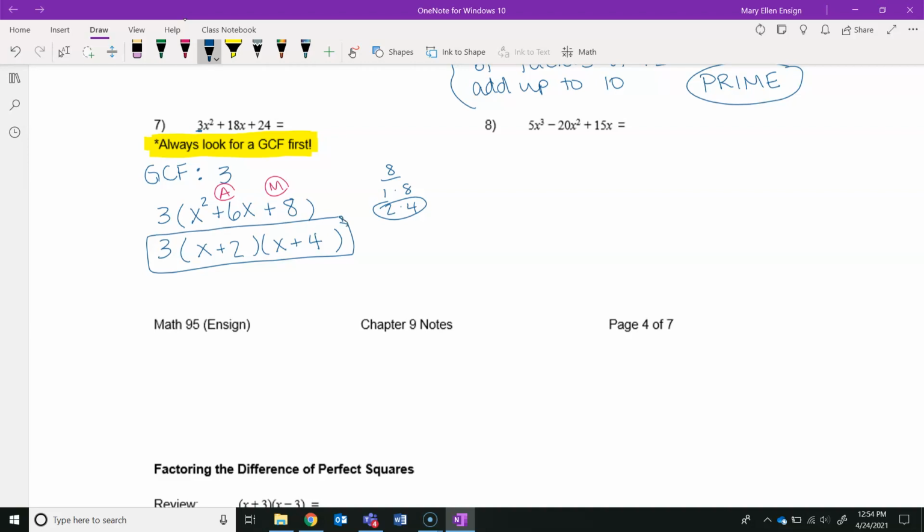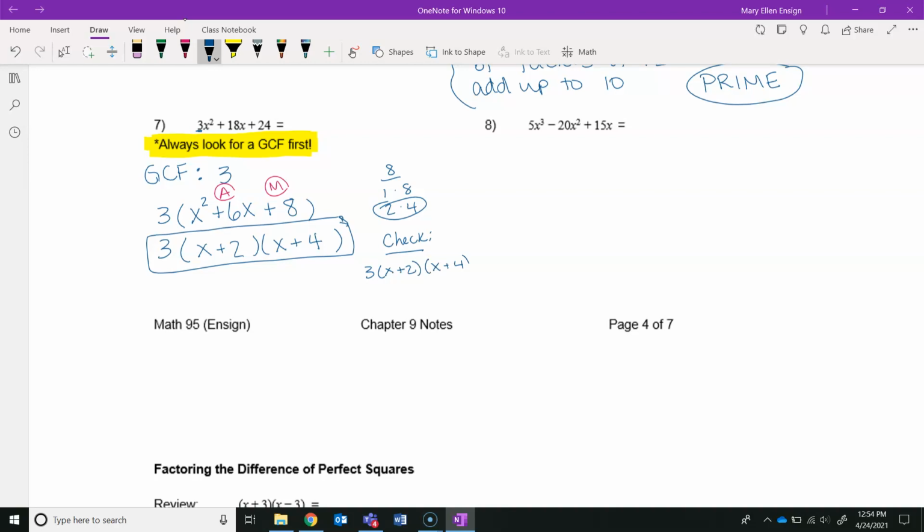You have to keep that 3 with it, because remember, whatever I have at the end has to multiply back to give us our original problem. And I need that 3 to get back to that original polynomial. The other thing I wanted to mention is that when you're checking this, you can just do 2 at a time. That's how we multiply more than 2 terms. We have to multiply 2 at a time.